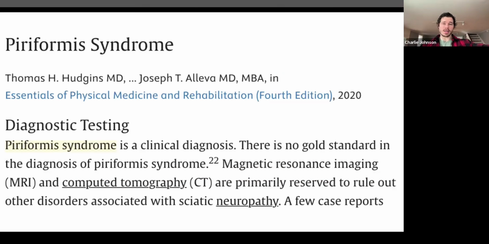Piriformis syndrome, again, is a clinical diagnosis. There is no gold standard in diagnosing it. MRIs, CTs, they cannot diagnose Piriformis syndrome. They instead are used to rule out, subtract other likely causes of what you're dealing with so that you can rule in Piriformis syndrome as the cause.